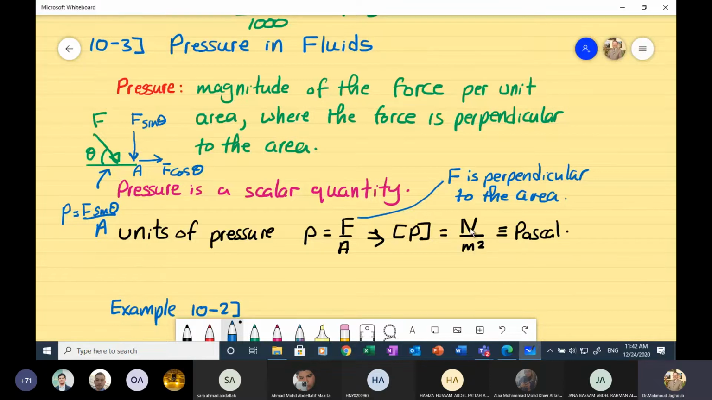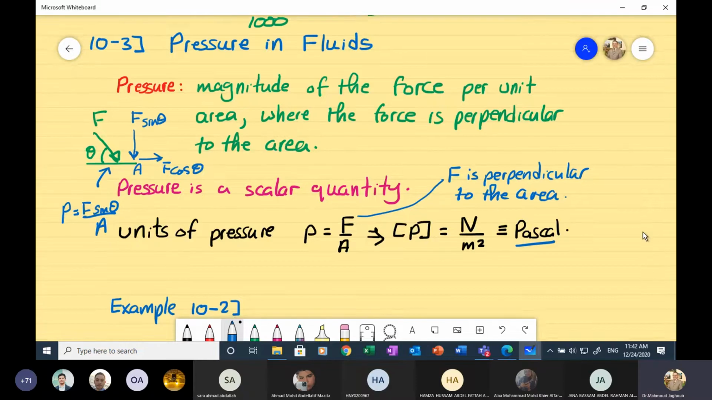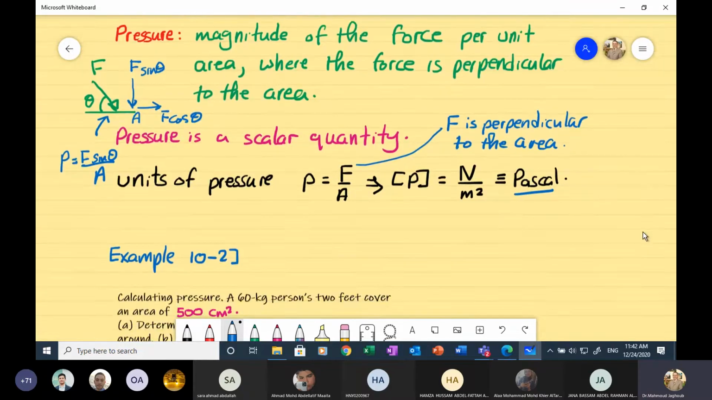Now, 1 Newton per meter squared is called what? Pascal. So Pascal is the unit of what? Pressure. Is it a basic unit or a derived unit? Derived. It's not a basic unit because it's made of Newton divided by meter squared. Newton is also not a basic unit.